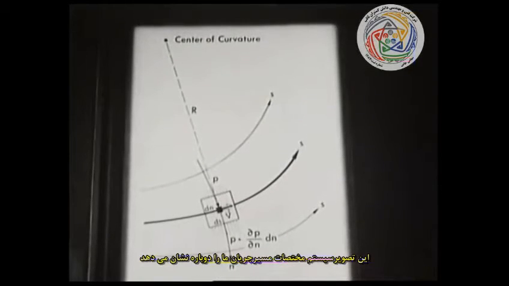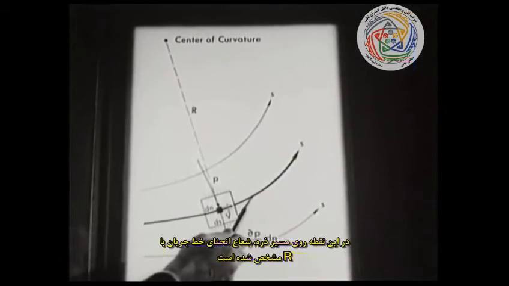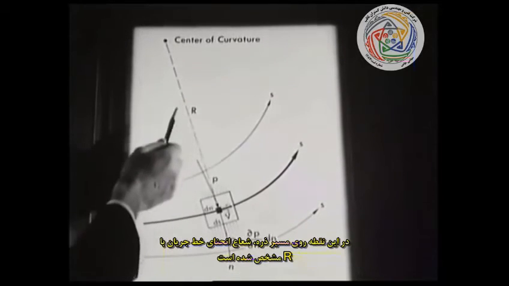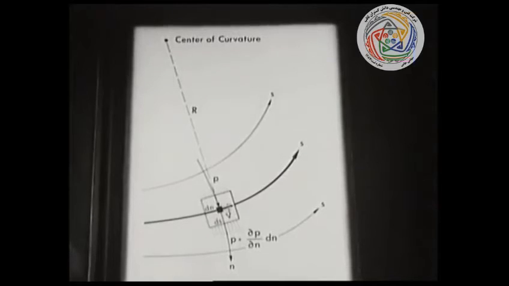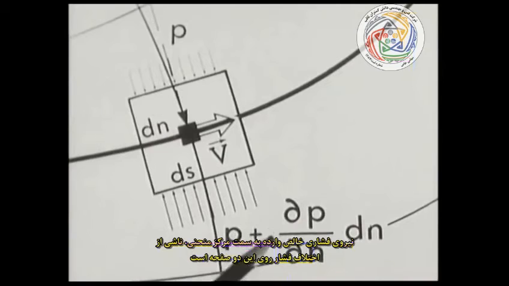This again is our system of streamline coordinates. At this point on the particle trajectory, the radius of streamline curvature is r. The net pressure force acting toward the center of curvature is due to the difference of pressure on these two faces, to the gradient dp/dn.